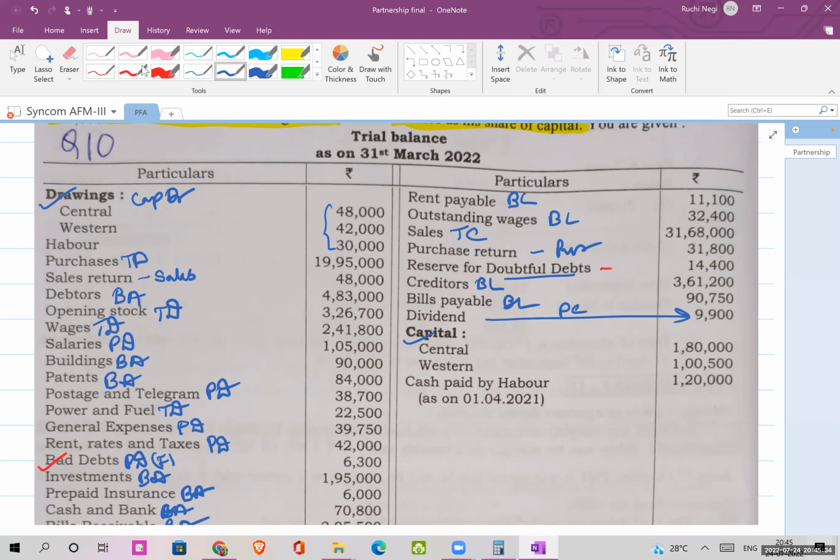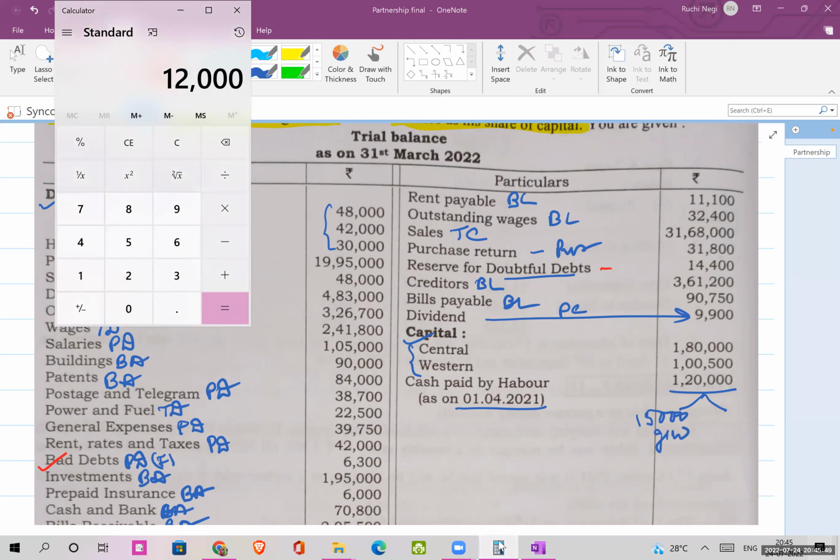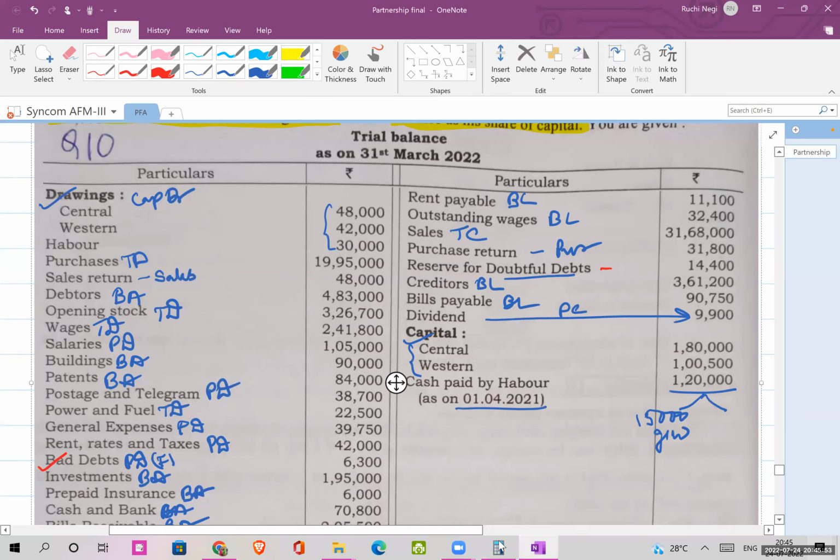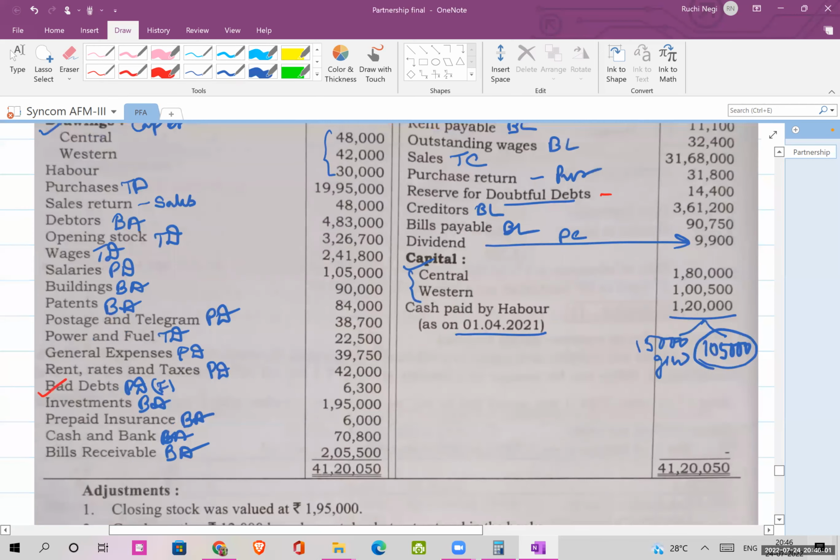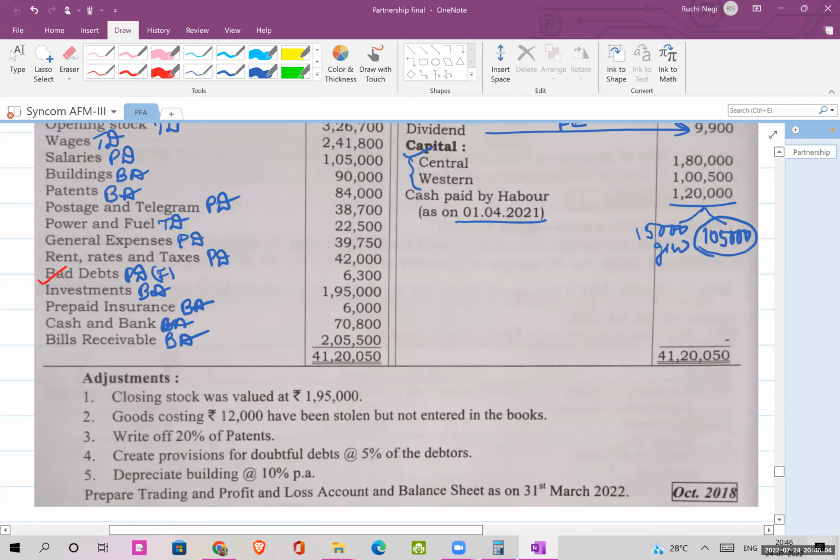Capital accounts are given. Yeah. Cash paid by Harbour on this. So we already have the bifurcation of this 1,20,000. 15,000 is his goodwill and it says the balance is his capital. Okay. So out of 1,20,000, 15,000 is only goodwill, so 1,05,000 is his capital. Okay. So this bifurcation is there. Right? Okay. Now let's move on to obviously the adjustment part.